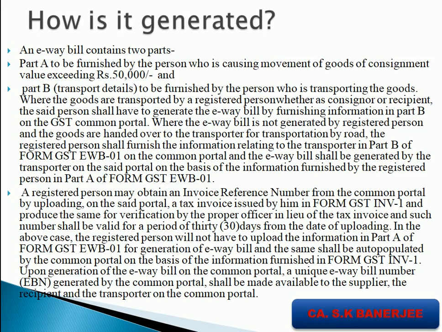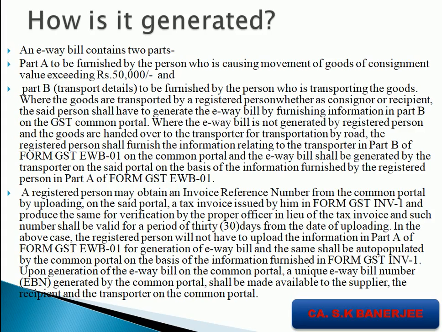Now, how to generate the e-way bill? Here I will just talk about the method which you have to adopt to generate the e-way bill. The detailed procedure will be covered in the next video. Now, the e-way bill basically contains two parts. Part A is to be furnished by the person who is causing movement of goods of consignment value exceeding rupees 50,000. Part B contains the transport details.